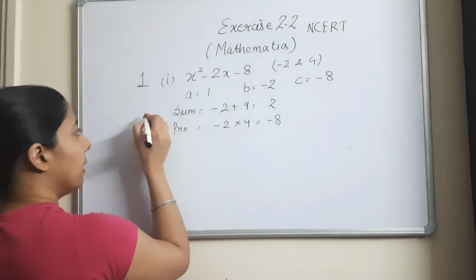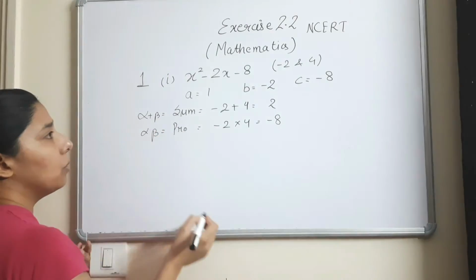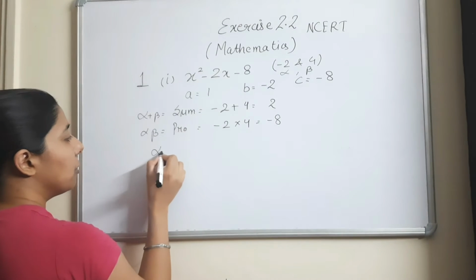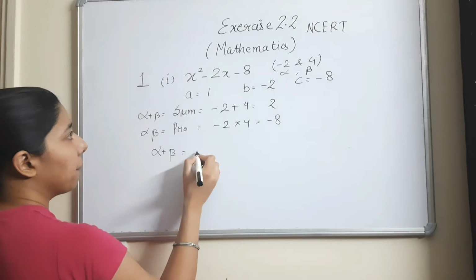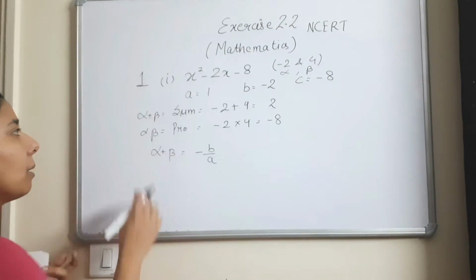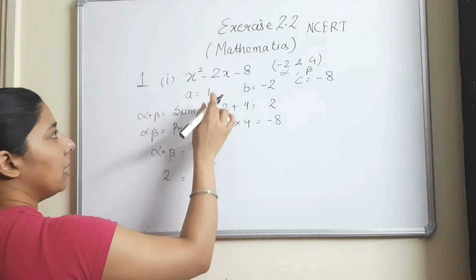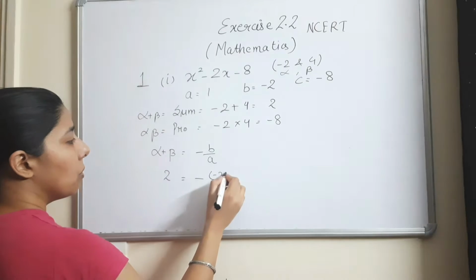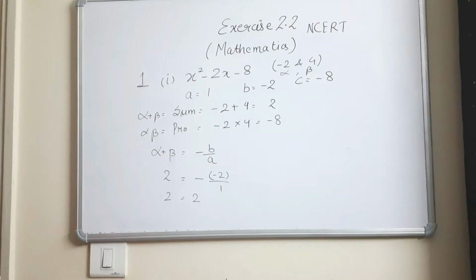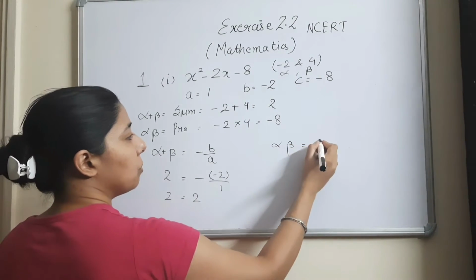Fine. Now write down the sum of zeros. If I take alpha plus beta as sum of zeros and alpha beta as product of zeros, if this is alpha and this is beta, then you can write the sum of zeros is given by minus b upon a. Fine. Now sum of zeros is what? 2 is equals to minus, what is b? b is minus 2, and what is a? It is 1. So 2 is equals to 2. So result is verified.